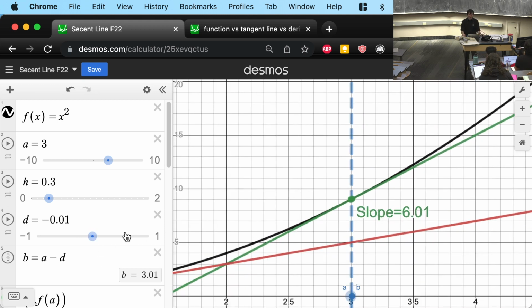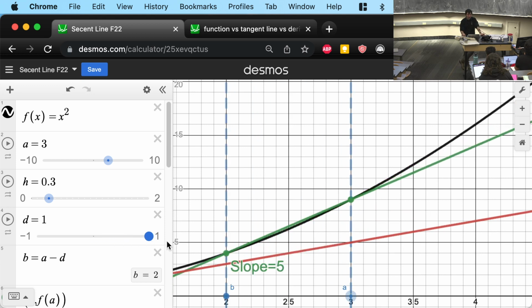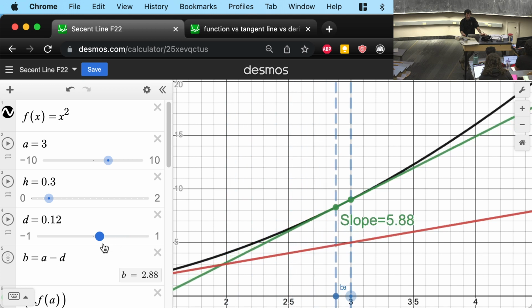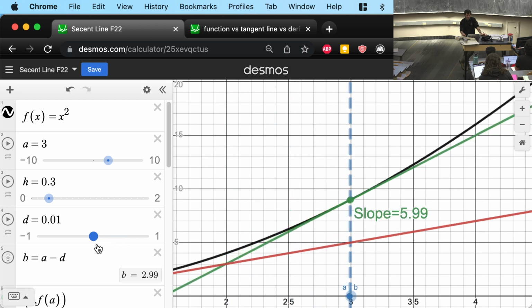And you can do the same exact game from the other side. So if you start over here, the slope is 5, and then as you get closer and closer to the one point, the slope values go up, up, up, 5.8, 5.9, 5.99, and then Desmos says undefined, but we're at 5.99, we're getting really close to 6. So the slope here is 6.